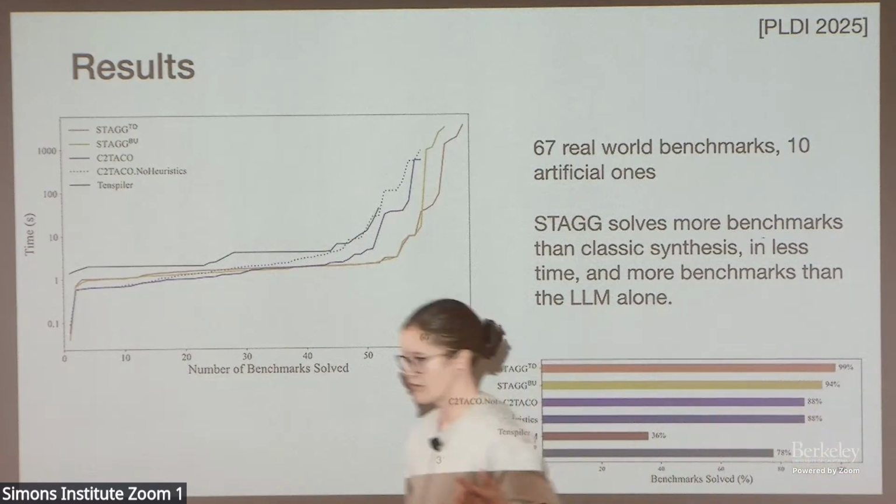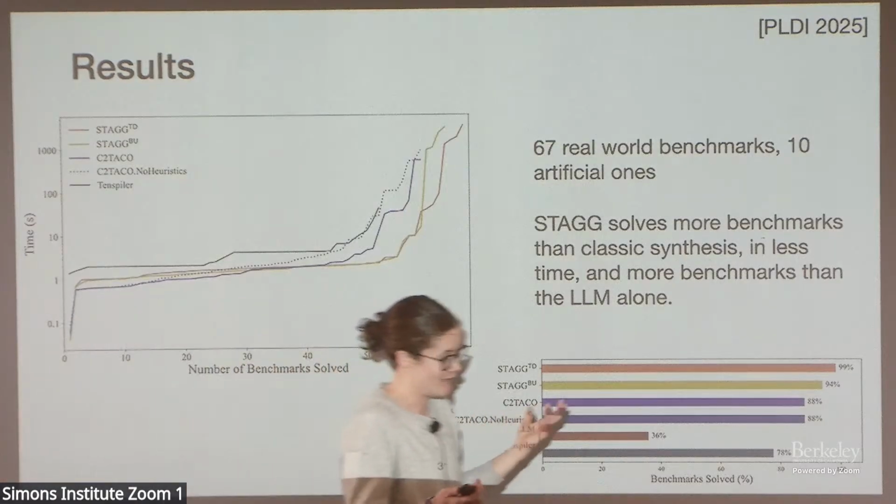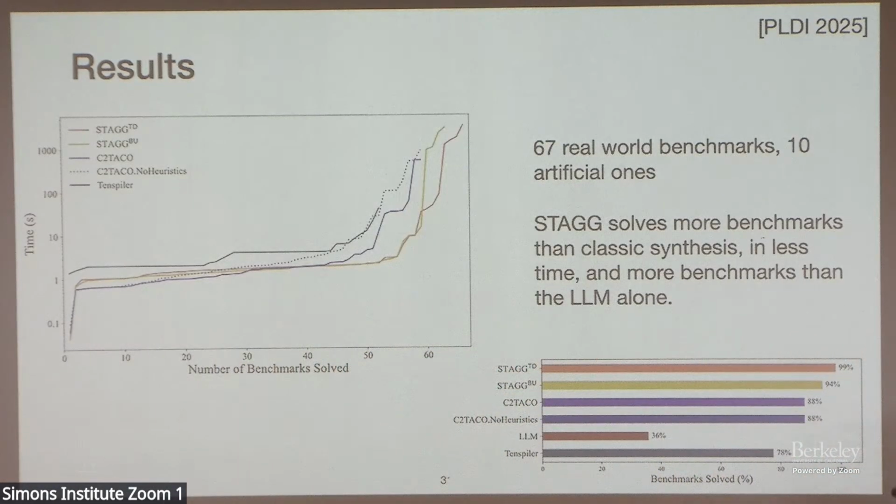Our comparison points are TenSpiler, which is doing classic program synthesis. It is also giving you unbounded proof, which we're not, so you have to bear that in mind. C2TACO is doing really basic enumerative synthesis, but it has some very smart heuristics. We were able to disable the heuristics because C2TACO is our previous paper, so we have all of the details of it. We solve more benchmarks in less time, and we are also beating GPT-4, which is nice. We do need more benchmarks though, because we are up to about 99% solved.